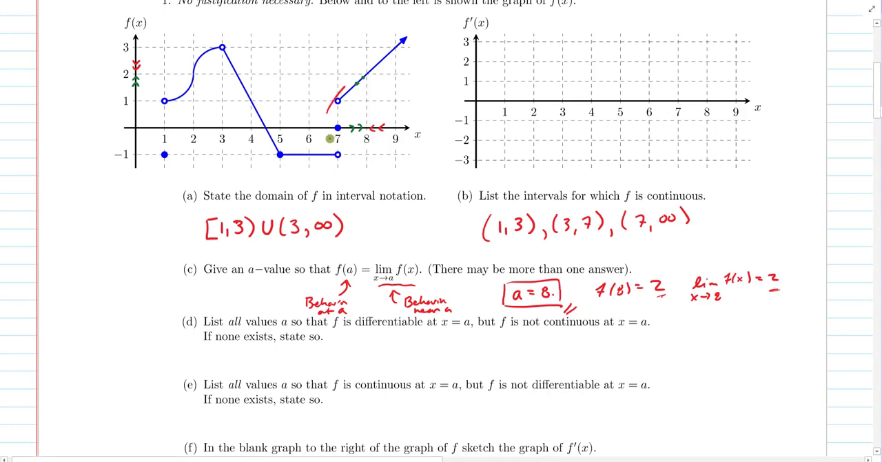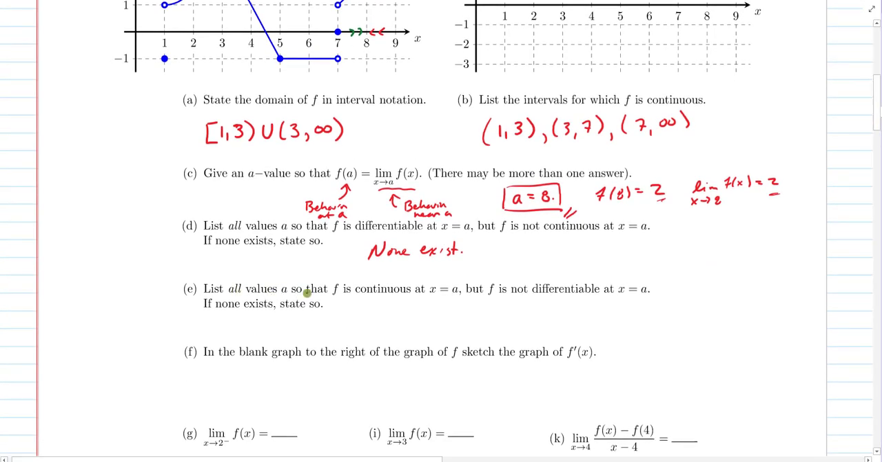Go ahead and try it. I mean, who knows what that would mean, to put a tangent line on the graph of this function here. There's no way to do that. And so if the function's not continuous, there's no way it's going to be differentiable. So we're going to say in this case that none exist.